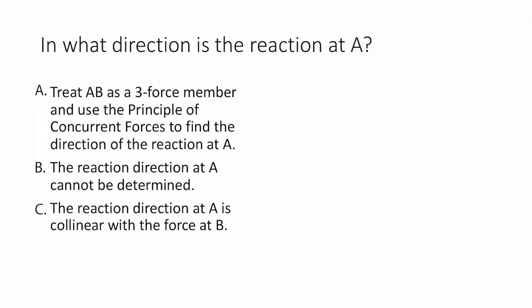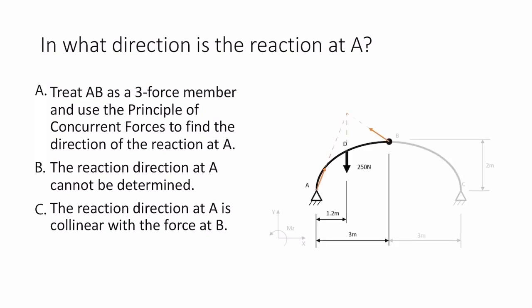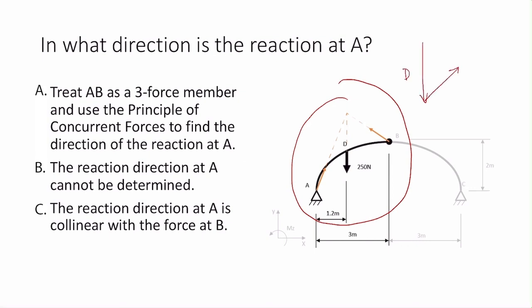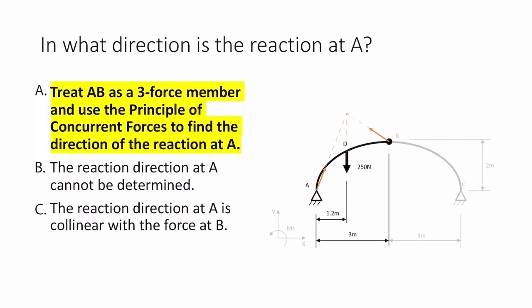Lastly, in what direction is the reaction at A? Consider the graphical representation of the left piece of the structure shown below. The left part AB can be treated as a 3-force member, and we can simply draw a force triangle as shown here. And we can easily find the direction of reaction at A. Therefore, the correct answer will be to treat AB as a 3-force member and use the principle of concurrent forces to find the direction of the reaction at A.